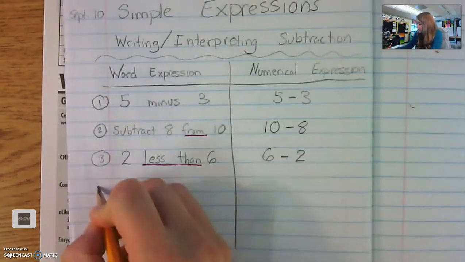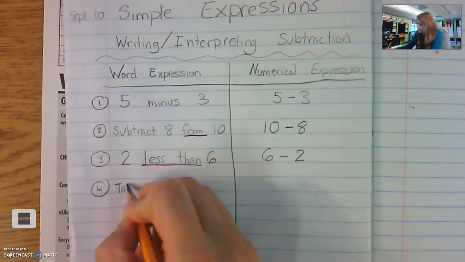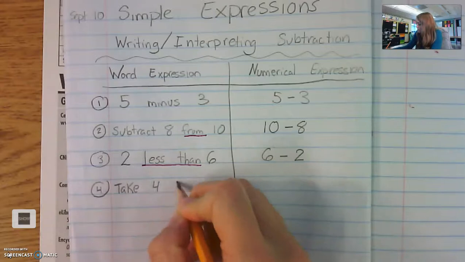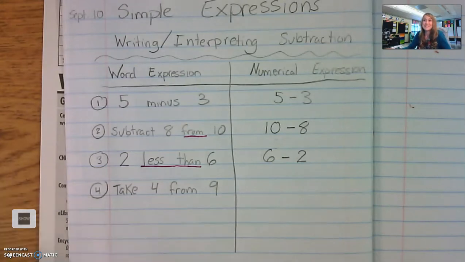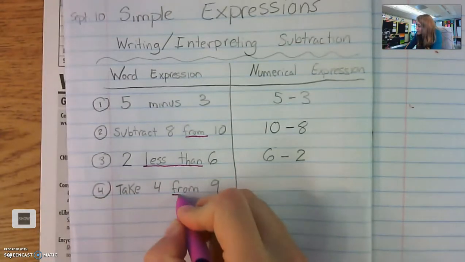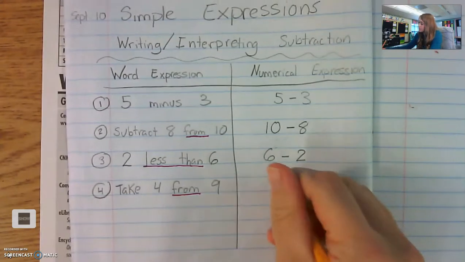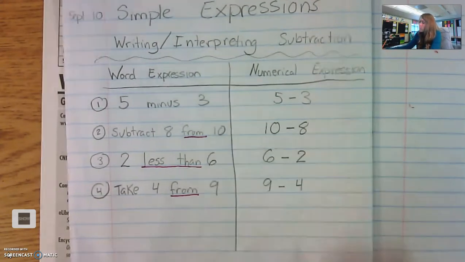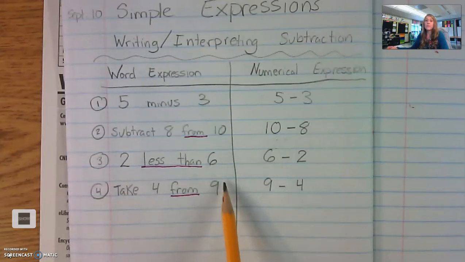Let's look at another example. Sometimes we might read something like take 4 from 9. Did you see it? That's right. We have another from. When we see from in relation to a subtraction equation, again, it tells us to flip-flop the numbers. Take 4 from 9 is written 9 minus 4. That from tells me to flip-flop the way that I say it and write it. Because we're taking 4 from 9, we start with the 9.